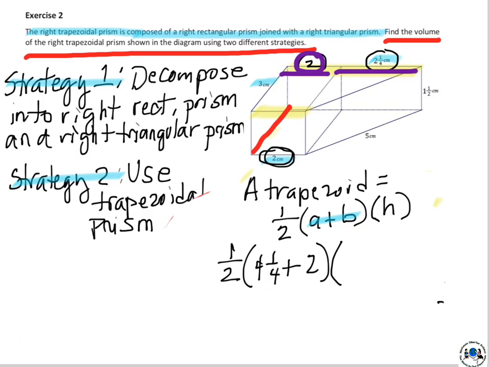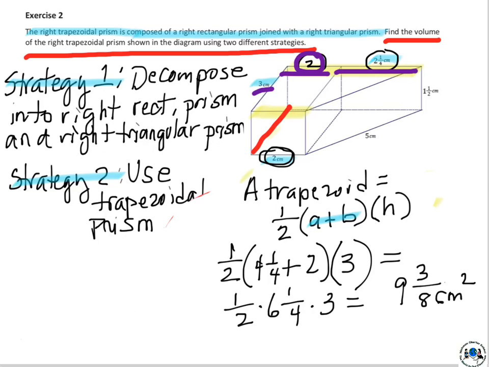And then we're going to multiply, of course, by the height of the trapezoid. The height is going to be that way, and that's 3 centimeters, as you can see. We've taken that from right there. We multiply those together and end up with 9 3/8 centimeters squared. So that is our area, the area of our base, 9 3/8 centimeters squared.